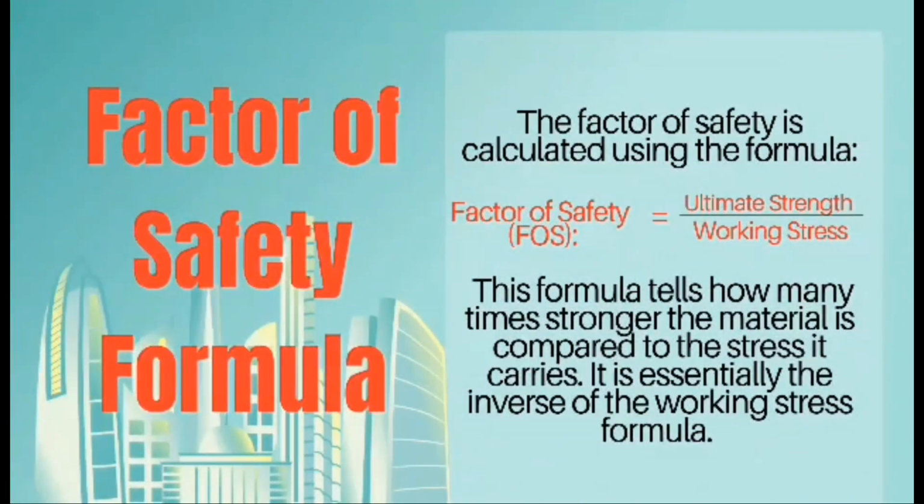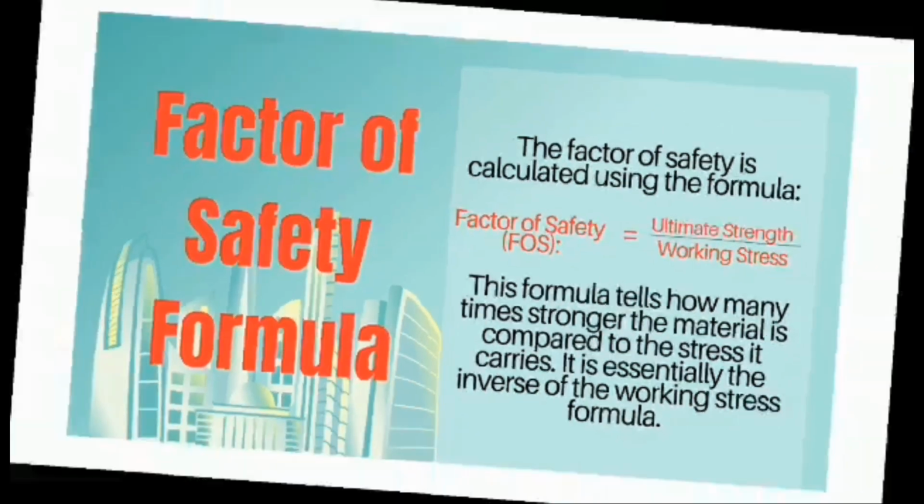Factor of safety formula. The factor of safety is calculated using the formula: factor of safety is equal to ultimate strength over working stress. This formula tells how many times stronger the material is compared to the stress it carries. It is essentially the inverse of the working stress formula. So the factor of safety formula shows the relationship between the material strength and the stress applied to it. It is found by dividing the ultimate strength by the working stress. This helps determine how safe a material is under a given load.